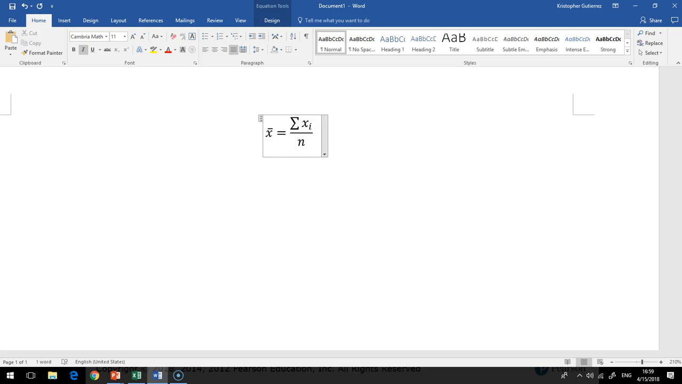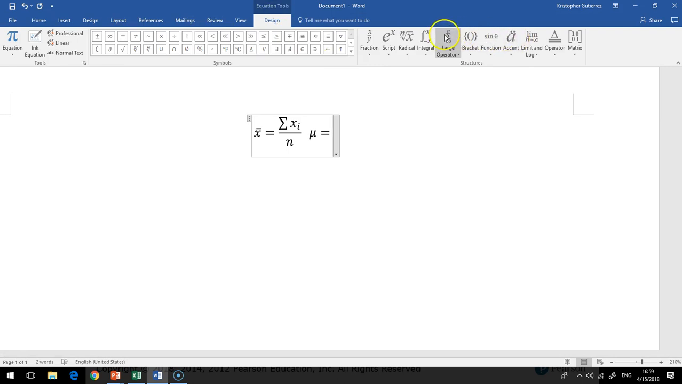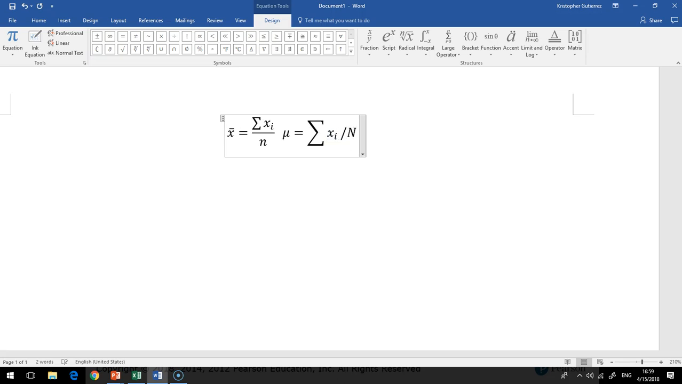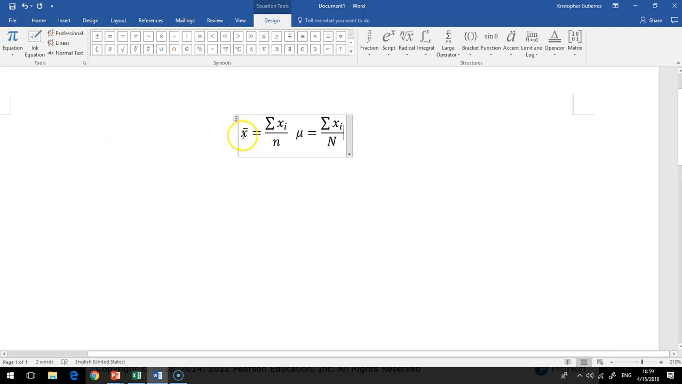Now, if I want to write mu, I will write little mu like that is equal to, again, go to equation tools, just because the sigma operator doesn't really look good unless you put it in that. From there, x sub I divided by big N. Right. And so that gives us our operator that's there. X bar is equal to this. Mu is equal to that.